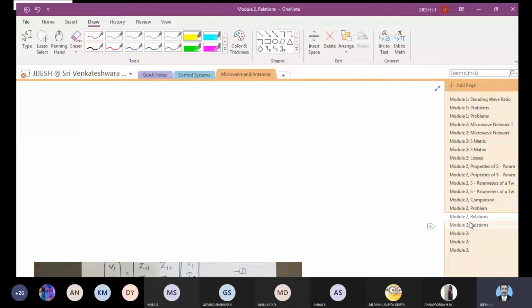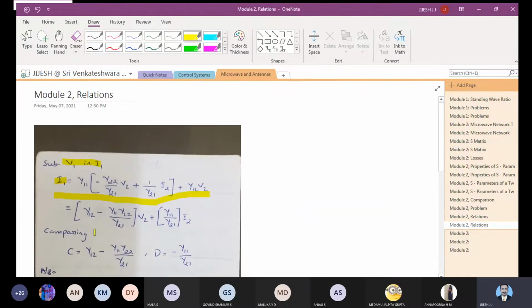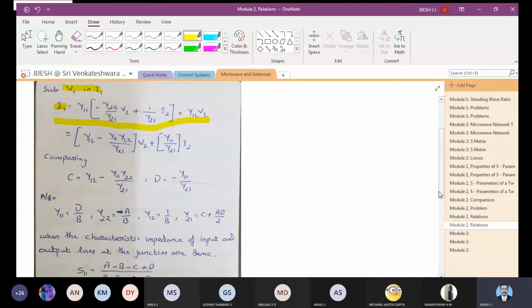So you will get C is equal to Y12 minus Y11 Y22 divided by Y21, and D is equal to minus Y11 by Y21. So this is what you're going to get, A, B, C and D in terms of Z and Y. I think you have already studied these things in network theory also. You might have done the comparison between ABCD parameters with Z and Y parameters in the same way. The same thing, we just repeated it here.